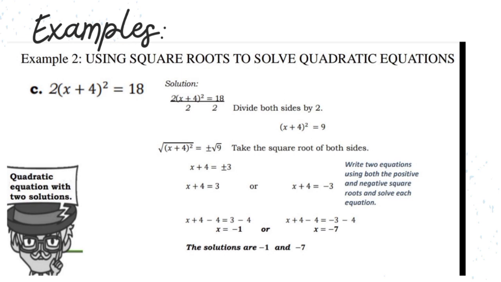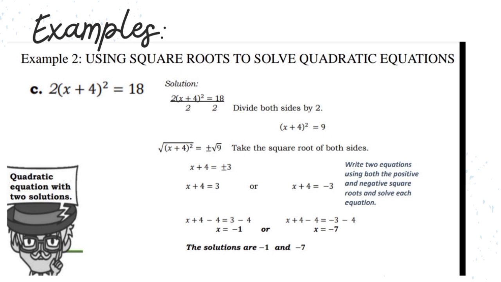Okay, for example number 4, 2 times the quantity x plus 4 squared equals 18. Since you can observe that the quantity x plus 4 squared has its companion, which is 2, we're going to divide both sides by 2. When you divide 2 times the quantity x plus 4 squared by 2, the result will be x plus 4 squared. And when you divide 18 by 2, the result will be 9.